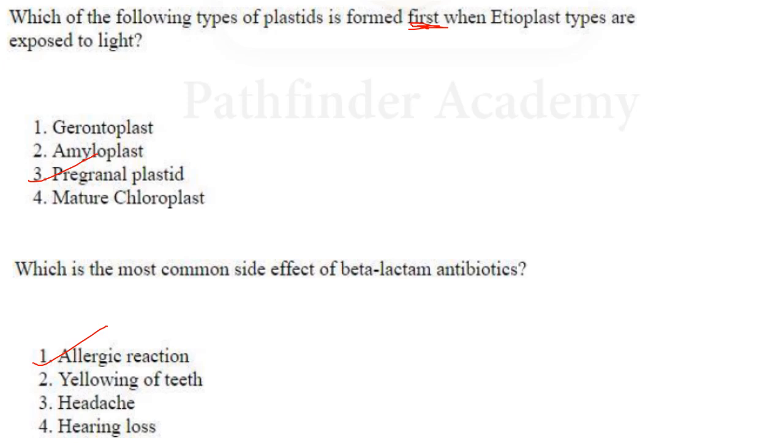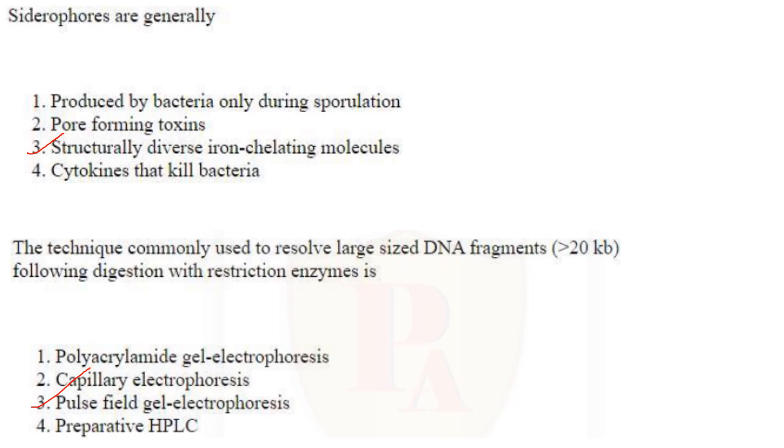Then next one. Which is the most common side effect of beta-lactam antibiotics? So it is allergic reaction. Answer is option 1. Beta-lactam antibiotics are your penicillins. Then siderophores are generally produced by bacteria only during sporulation, pore-forming toxins, structurally diverse iron chelating molecules. That is the correct answer. Answer is option 3.